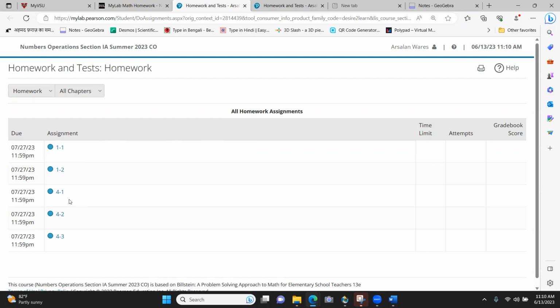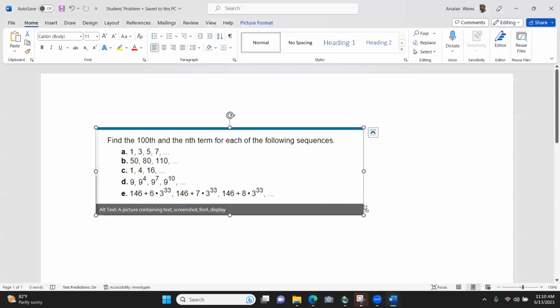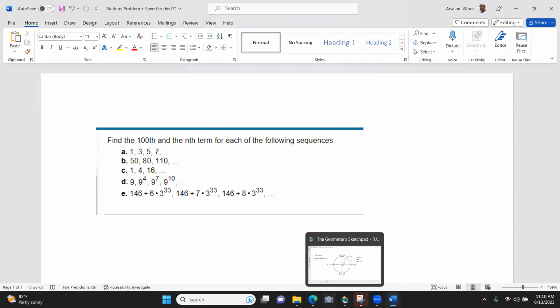Try them. Before I start 4.1, I have a student who wanted me to do a particular problem. I'm going to do that one first. It's a problem from section 1.2. She wanted me to do part D. Here's the problem.